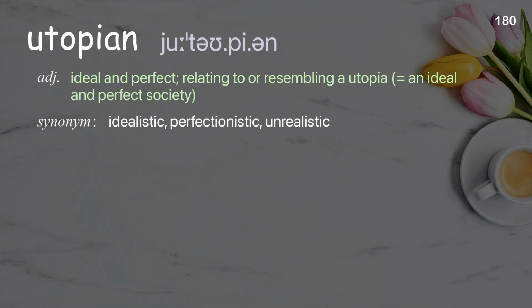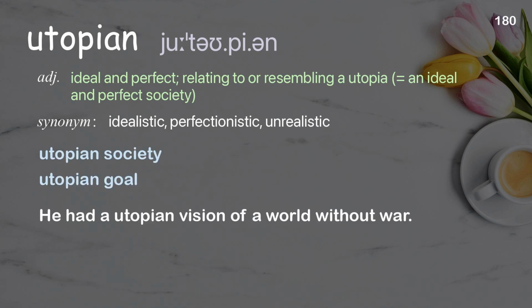Utopian. Ideal and perfect, relating to or resembling a utopia, an ideal and perfect society. Examples: utopian society. Utopian goal. He had a utopian vision of a world without war.